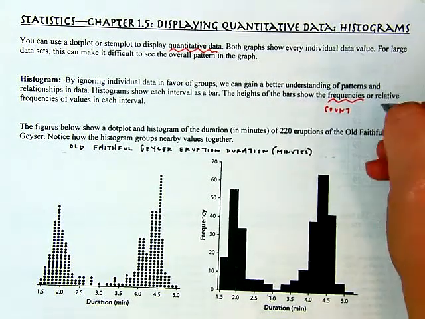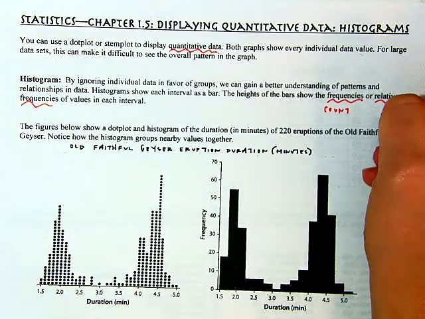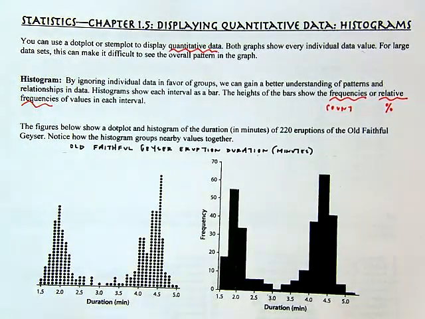And relative frequencies, which would be percent or proportion. We could write it as a decimal or fraction as well. We're just showing how it relates to the overall group. So our heights can be frequencies or relative frequencies.